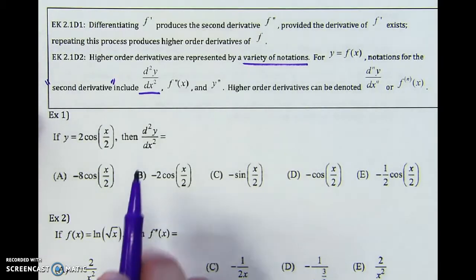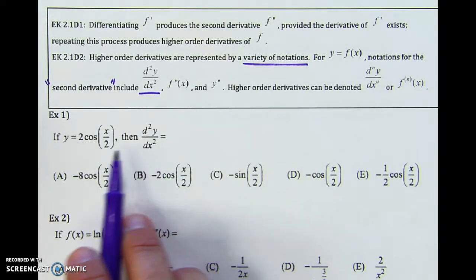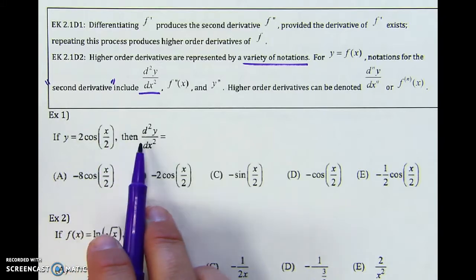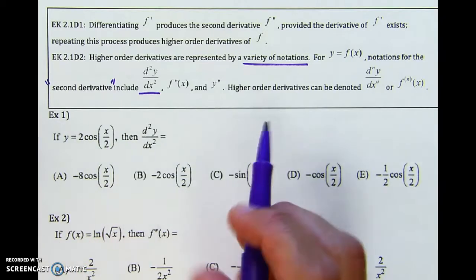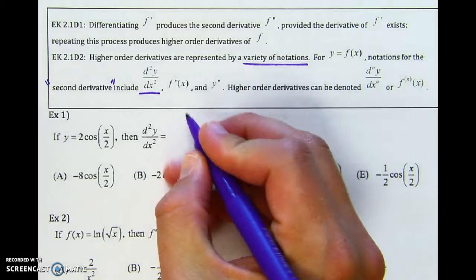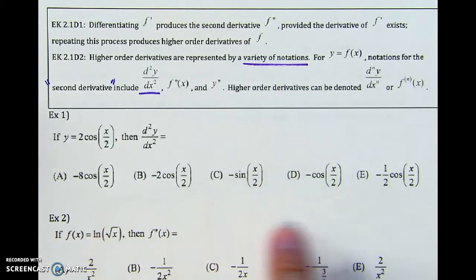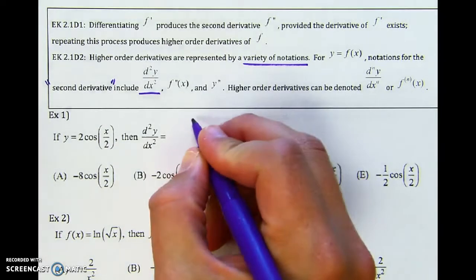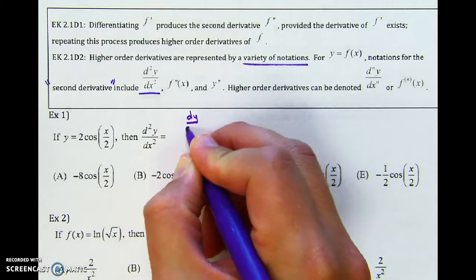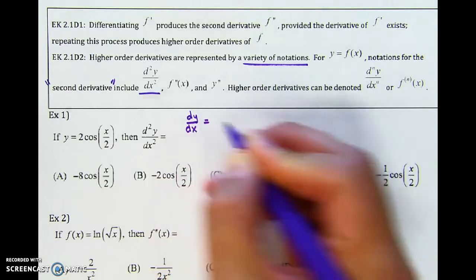So here's rule number one. You can't just take this and go directly to the second derivative. You must first find the first derivative. So you can't just go, oh, the answer's here. If you're not showing work, then you're probably doing something wrong. So step one, find dy dx.